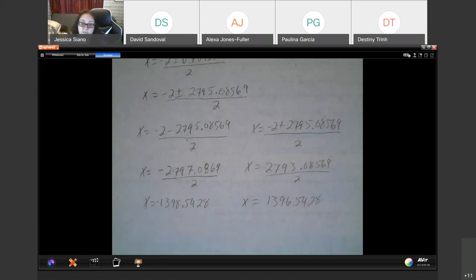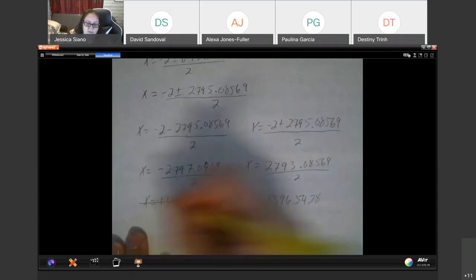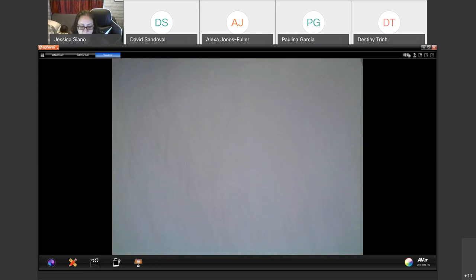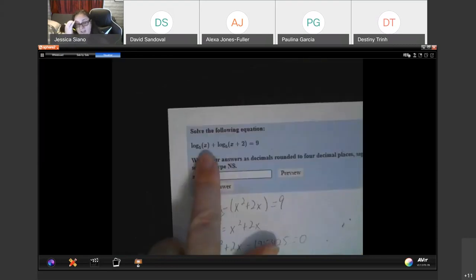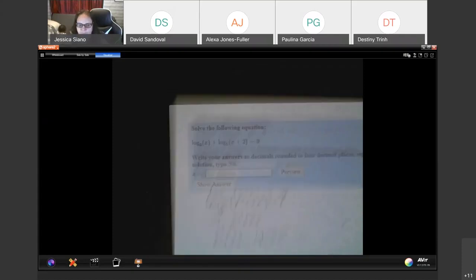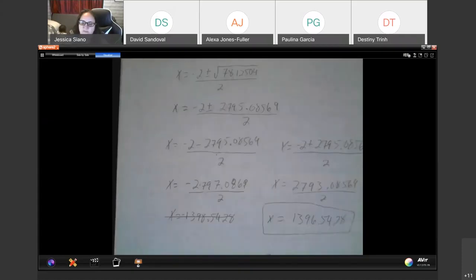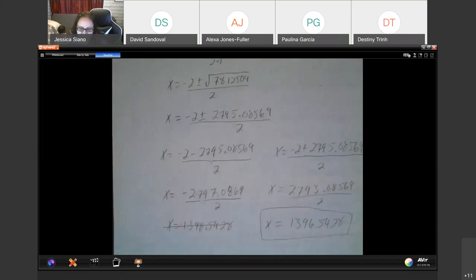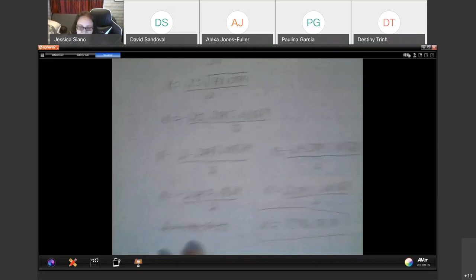Now, a side note. This is extraneous, and this is my only answer. Remember, logs have a domain of only the positives. So we can only put a positive in. And since this is just x, I can't put any negative numbers in. So that's my only answer. It's an ugly answer. But it's the answer. Okay?